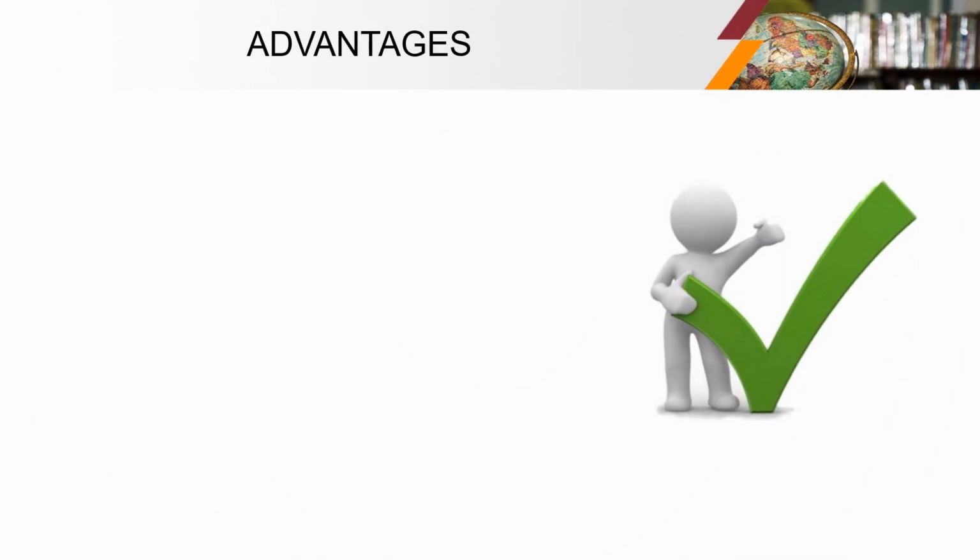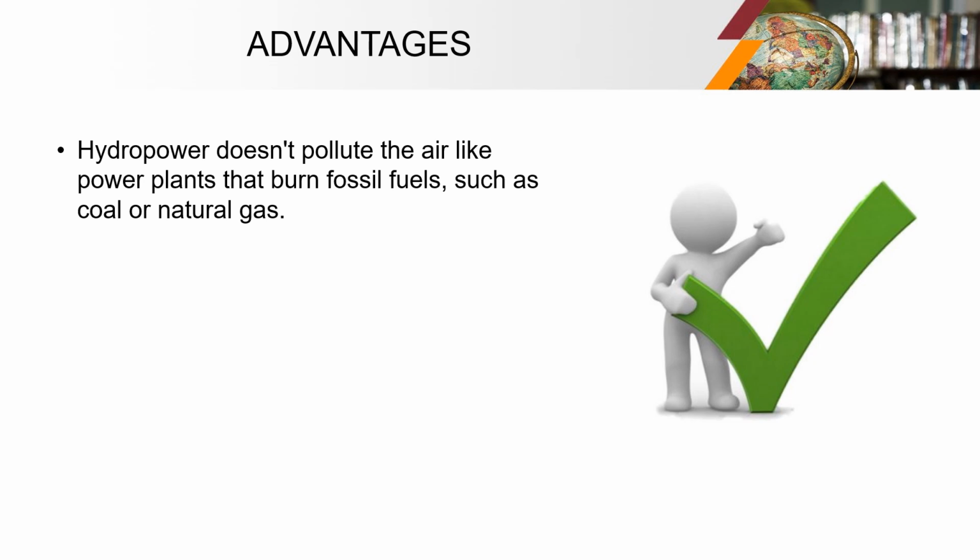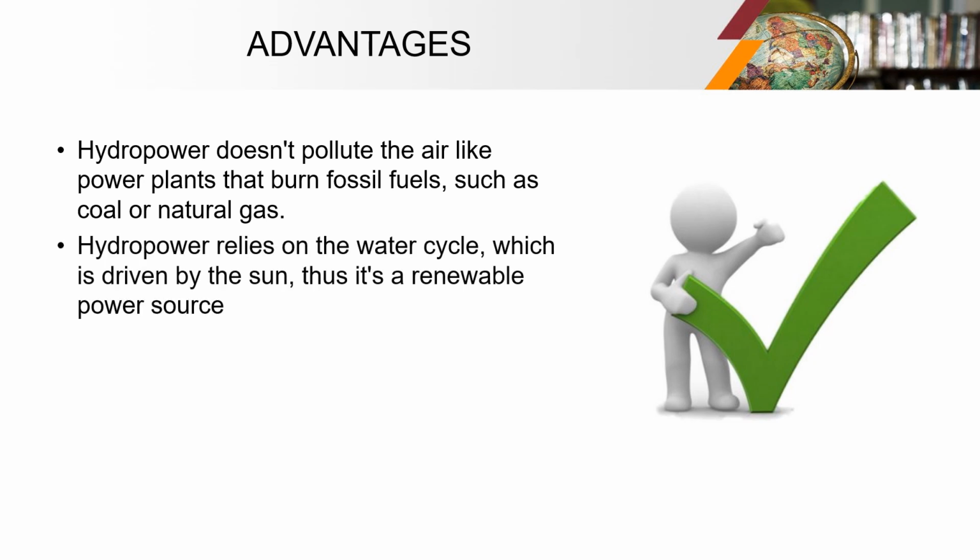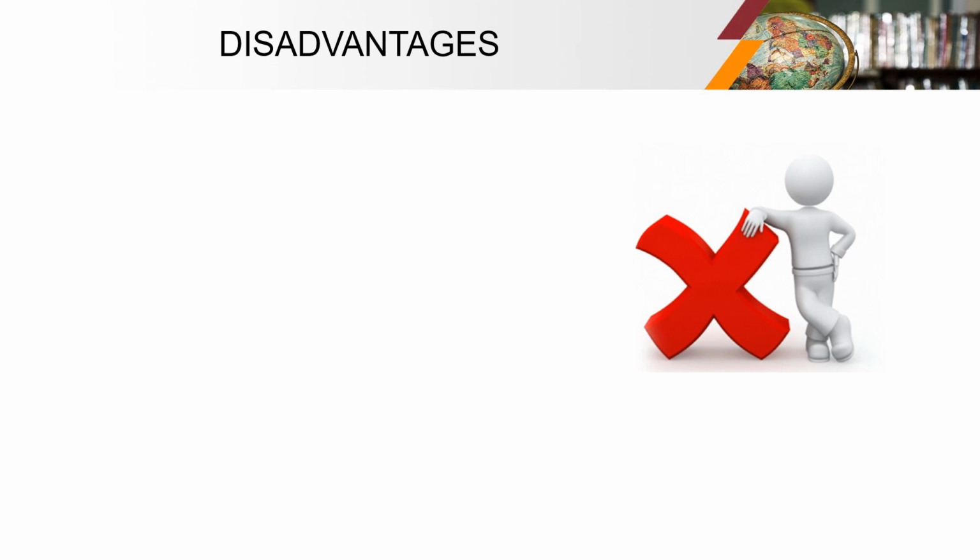So ano ba yung mga advantages ng hydroelectric power plant? So of course, it doesn't pollute the air like power plants that burns fuels kasi nga yung hydroelectric power plant naman natin, wala naman siyang harmful byproducts unlike dun sa coal or natural gas natin. So it relies on the water cycle which is driven by the sun. So it's a renewable power source. So yung water naman natin, renewable siya. Okay? Since meron tayong water cycle, mag-evaporate, tapos magko-condense, so paikot-ikot lang din. Okay? And it is generally available sa bodies of water.